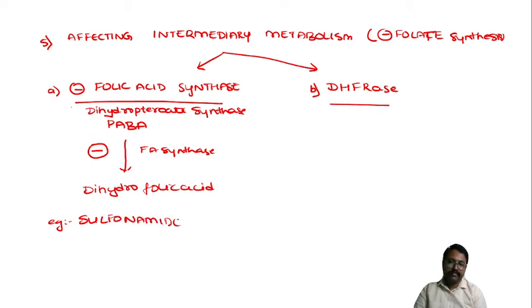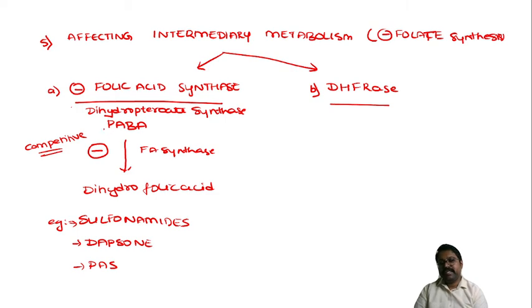sulfonamides. Next we have dapsone. Next we have para-amino salicylic acid. Basically here the inhibition is of competitive type, where an increase in PABA will decrease the effect of these drugs.